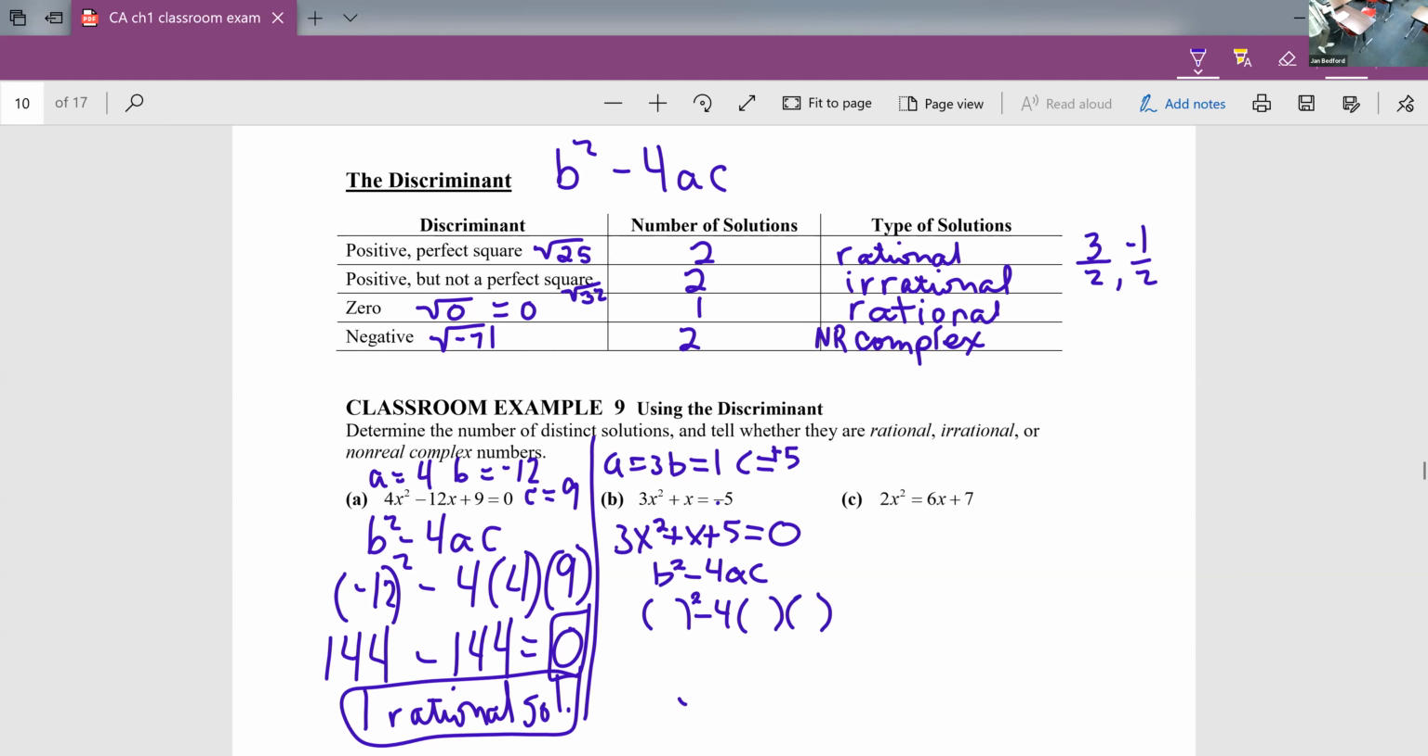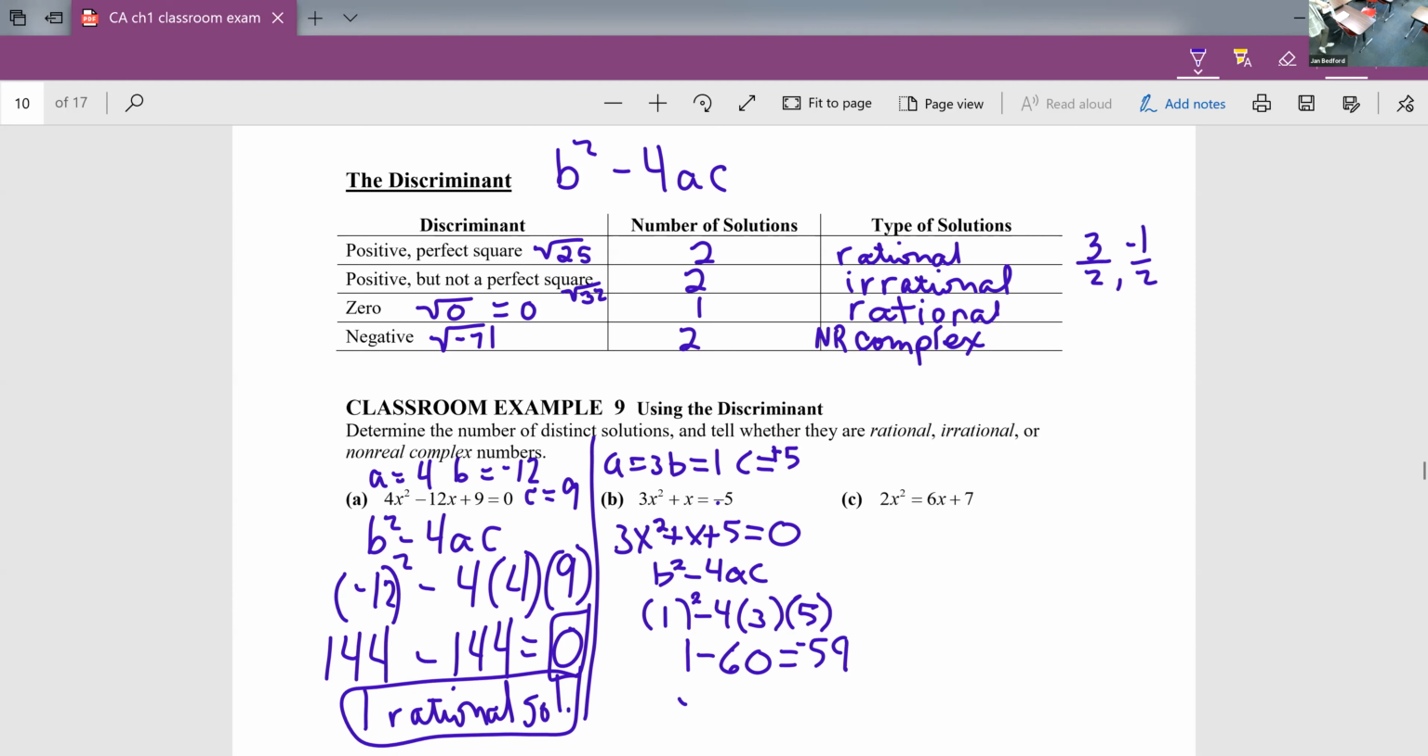Okay, so what goes in for B? Y'all help her out. 1. And what goes in for A? 3. And what goes in for C? 5. Okay, so now what do you get when you clean that up? 1 minus 60, which equals... You got the right answer on your paper, negative 59.